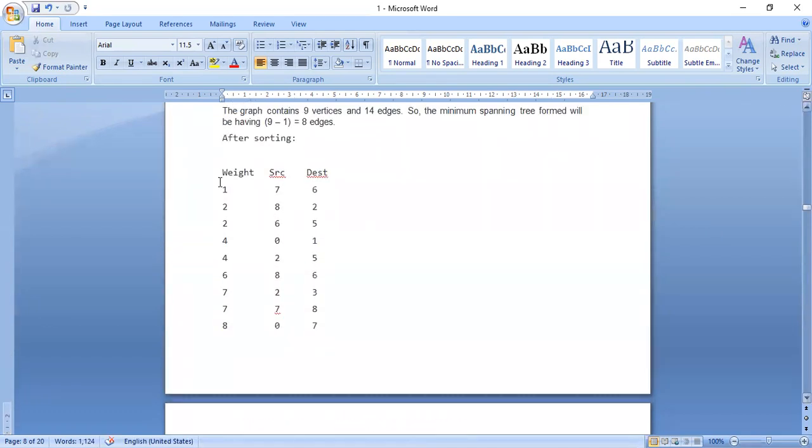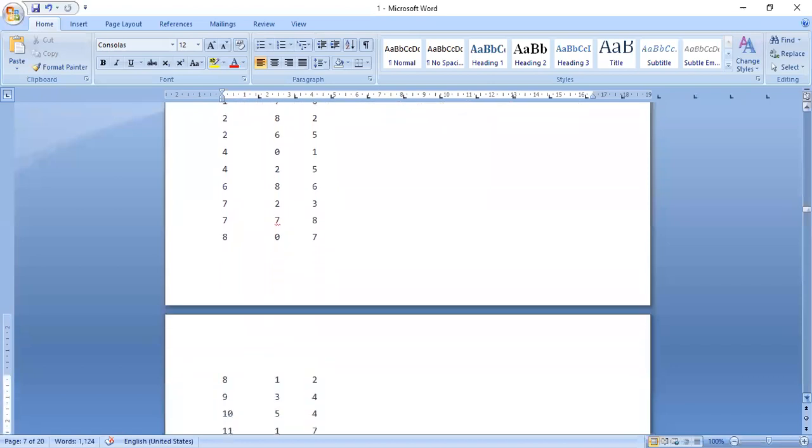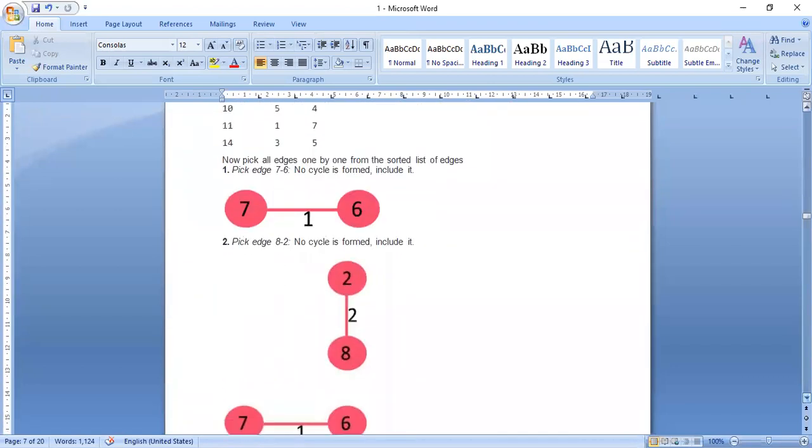First, I will arrange all the edges in order of weights. So first, what I will do is sort the edges according to their weights and keep them in ascending order. That's the first step. The next step is to pick.